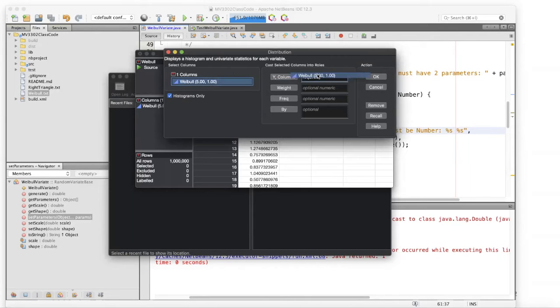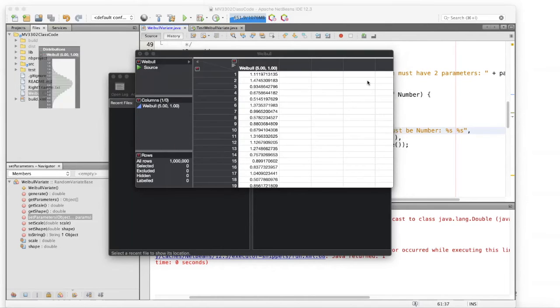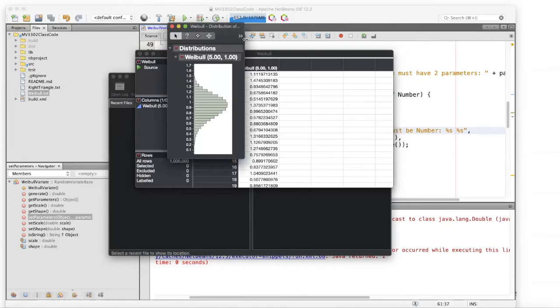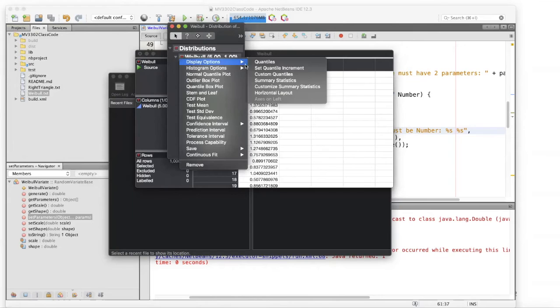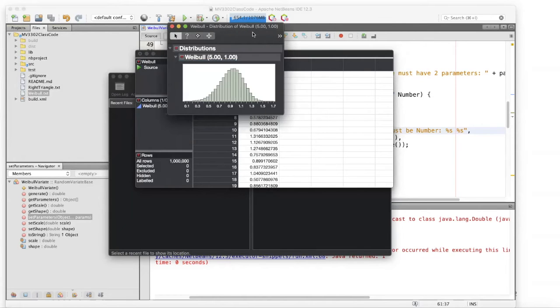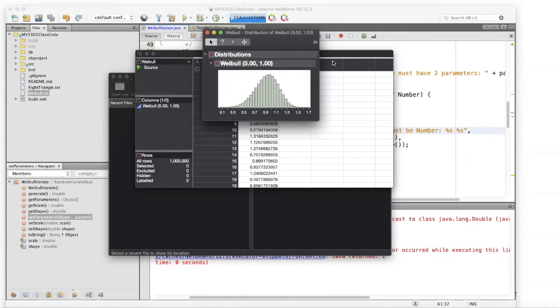I'll just do the histogram only. So I just drag this over and I hit OK. And then it creates my distribution. For some reason, they do them vertically, and I can set it to horizontal. So we see here, K was equal to 5, so the shape parameter was 5. And as I said, it's a unimodal distribution that looks something like this.